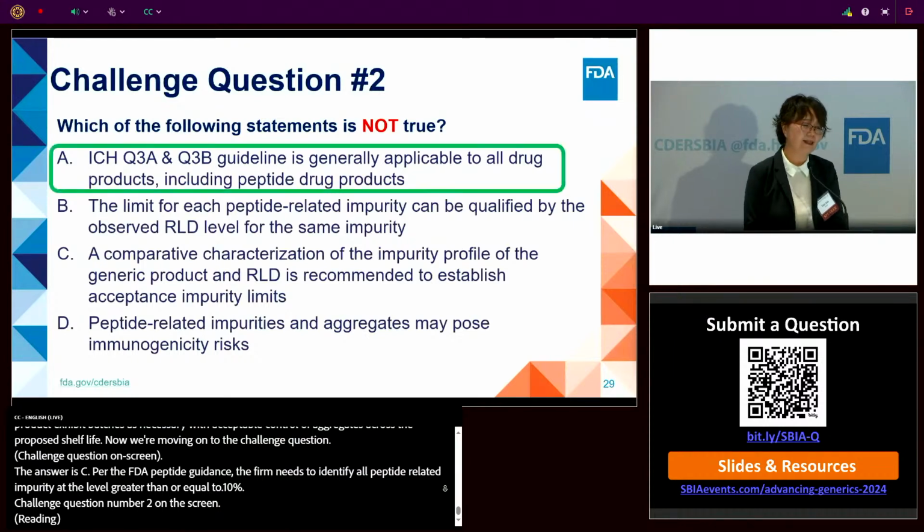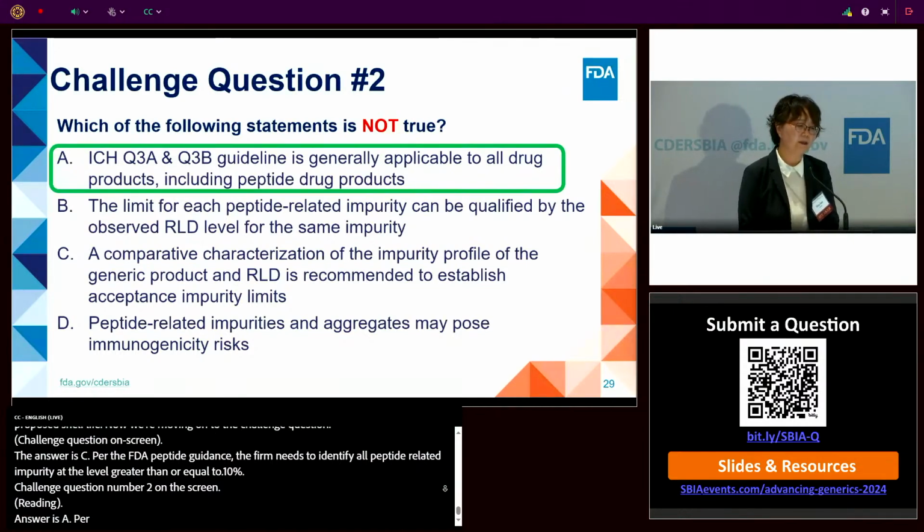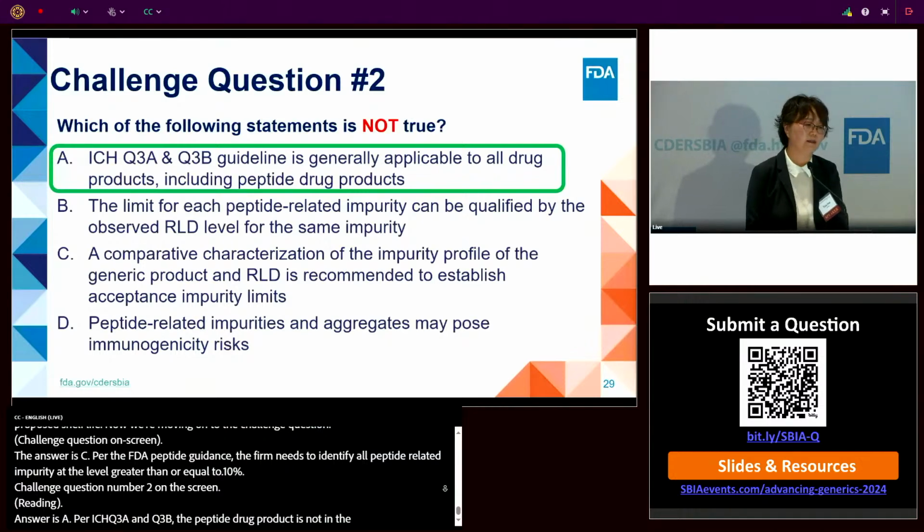The answer is A. Per the ICH Q3A and Q3B, the peptide drug products are not in the scope of ICH Q3A and Q3B.